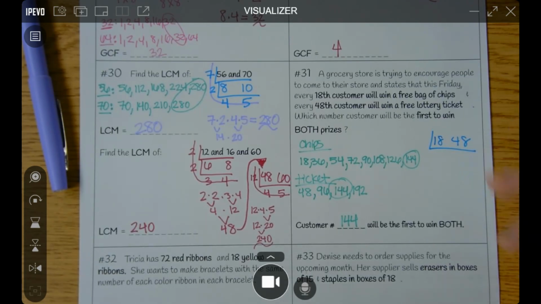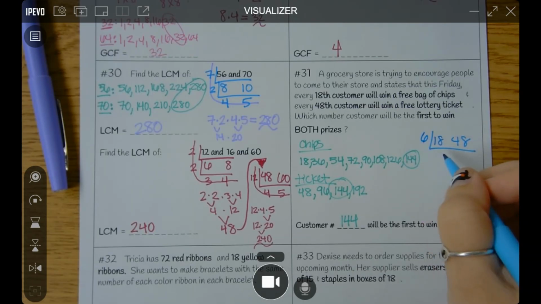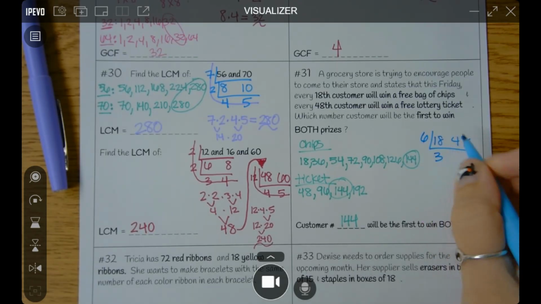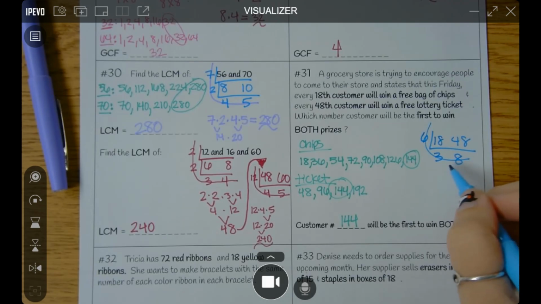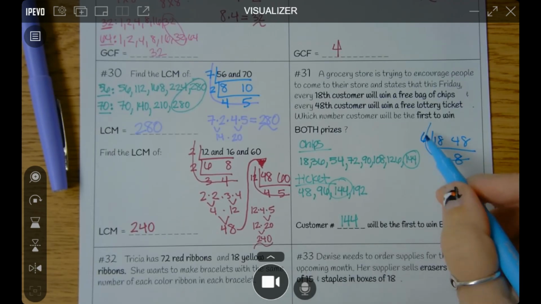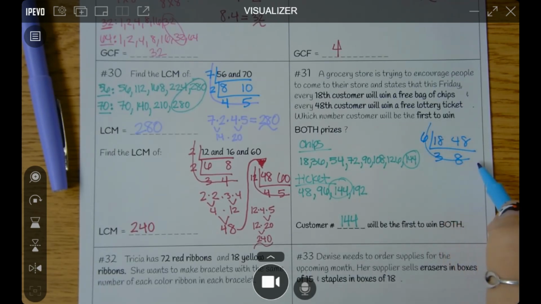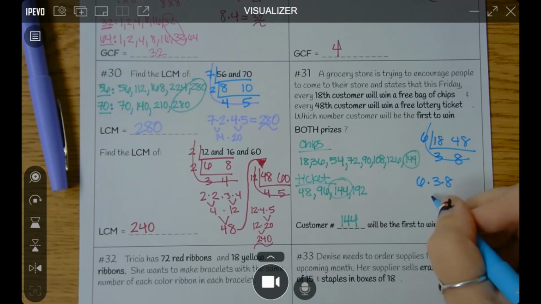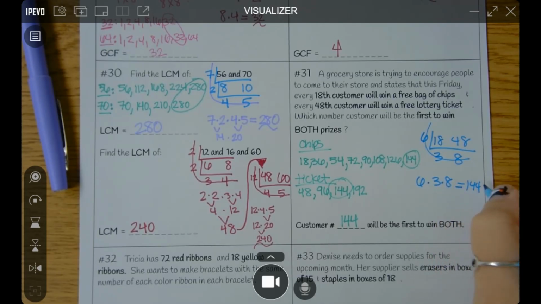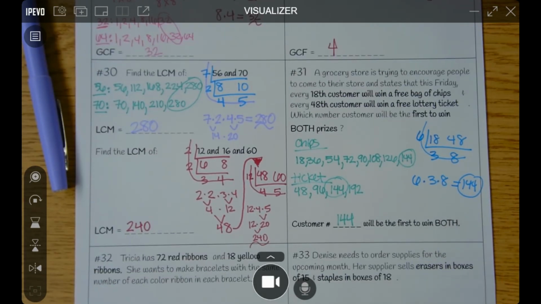What can go into 18 and 48? 6 can. 6 goes into 18 how many times? 3 times. 6 goes into 48 how many times? 8 times. Now, when you multiply those, because nothing can go into 3 and 8, right? I was done. And it's not just the GCF, it's LCM. So all the numbers along the outside that multiply for that L, well, 6 times 3 is 24. 24 times 8 is 144. So again, customer number 144 is going to be the first to win both prizes.